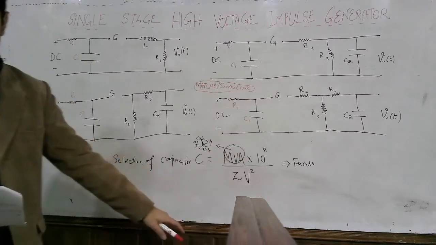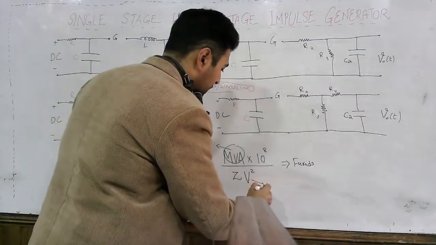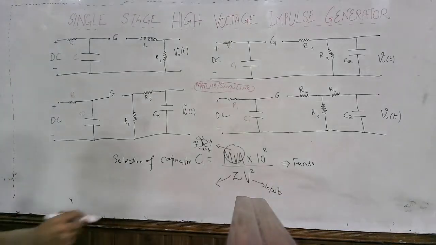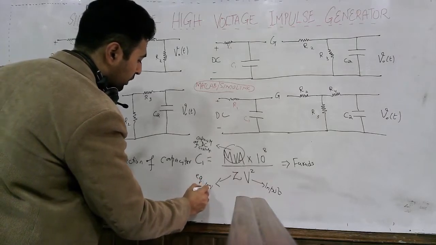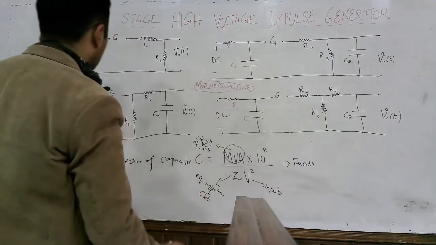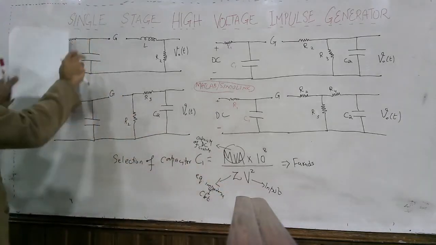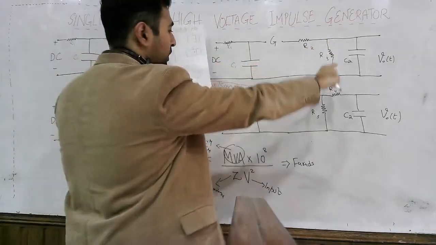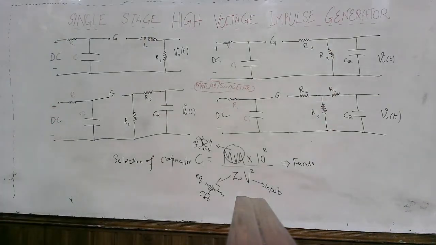And what is V? V is the input voltage. And what is Z? Z is the equivalent impedance of the circuit. Now what is meant by the equivalent impedance of the circuit? While calculating Z, you ignore this capacitance. The equivalent impedance of the circuit is what you look at here. So in this way you choose the capacitance value C1.